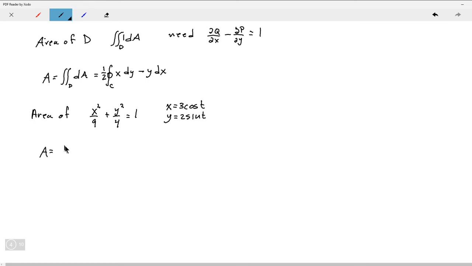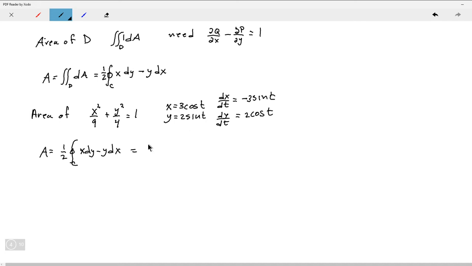Okay. All right, so if we jump right down to the third option there, the area is going to be 1/2 the line integral over C, which is going to be the ellipse, of x dy minus y dx. All right, well here, dx/dt is going to be negative 3 sine t, dy/dt is going to be 2 cosine t.